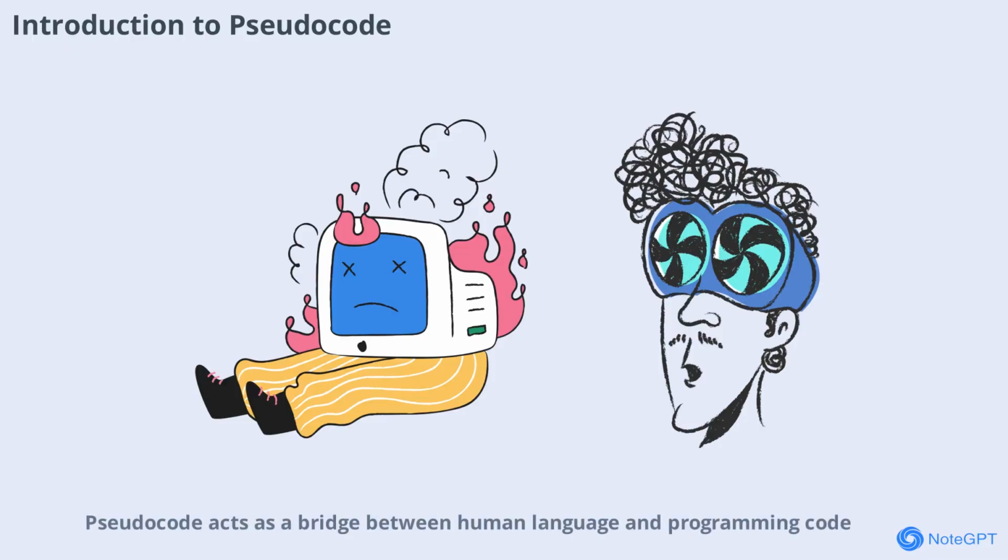Pseudocode acts as a bridge between human language and programming code, allowing us to outline our ideas logically before translating them into a specific programming language. Throughout this video, we'll explore what pseudocode is, why it's important, and how it helps us develop algorithms step by step. Let's get started by defining pseudocode and seeing how it fits into the bigger picture of algorithm development.